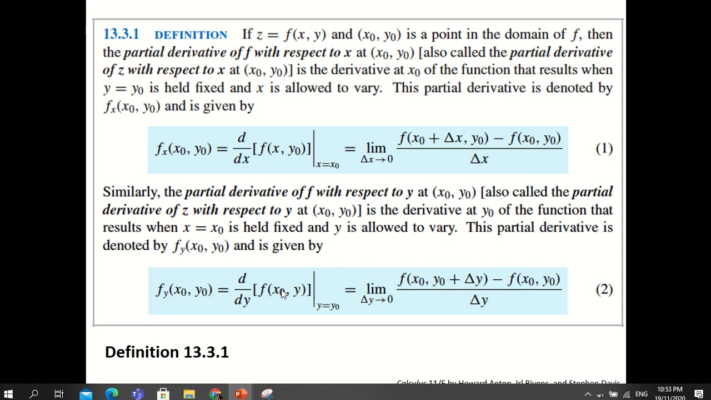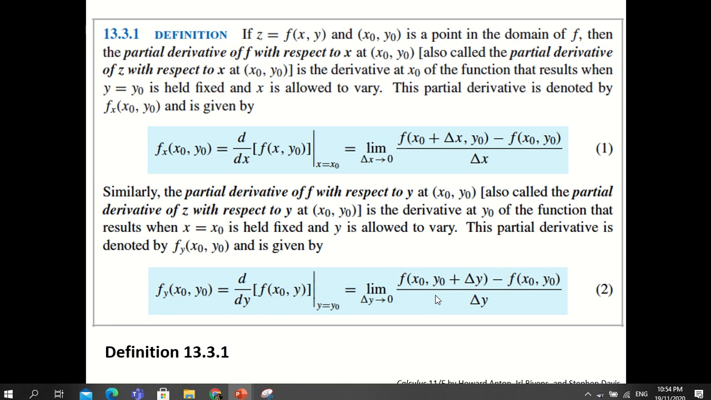So we are differentiating it with respect to y. We call it partial differentiation. And this is equivalent to the limit of the function at the point with these coordinates plus the increment of the y part, minus the value of the function at this point, divided by delta y as delta y approaches 0.